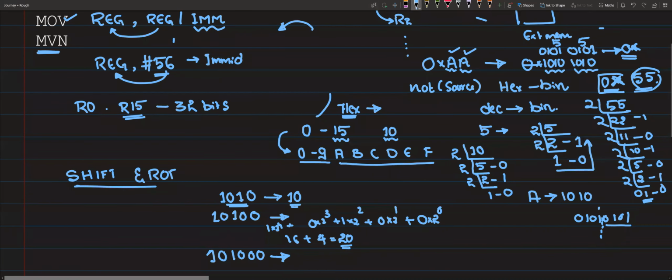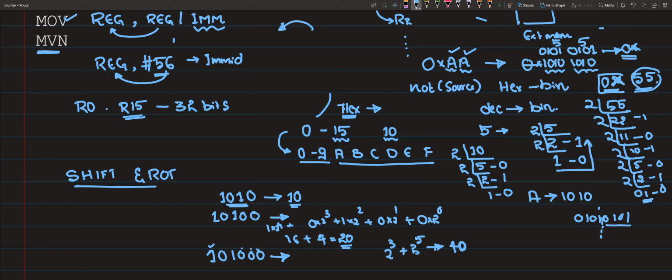Just check. So 2 power 0, 2 power 1, 2 power 2, 2 power 3, 2 power 4, 2 power 5, right? Because power starts from 0. Sir, I made a mistake. I started from 1, so it went up to 2 power 6. Yes. I forgot the rule of 2 power 0. It will become 40.